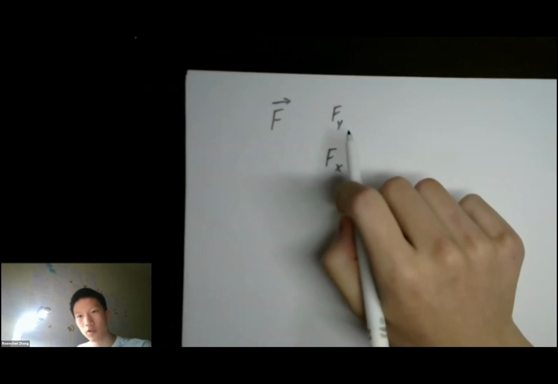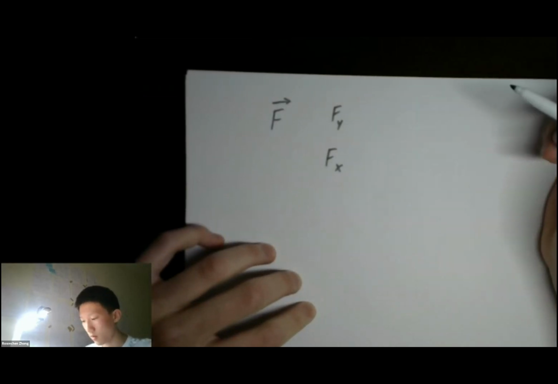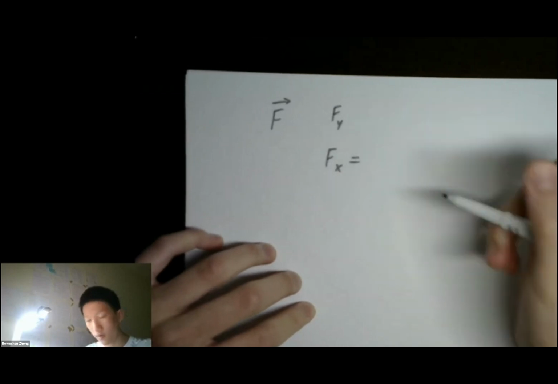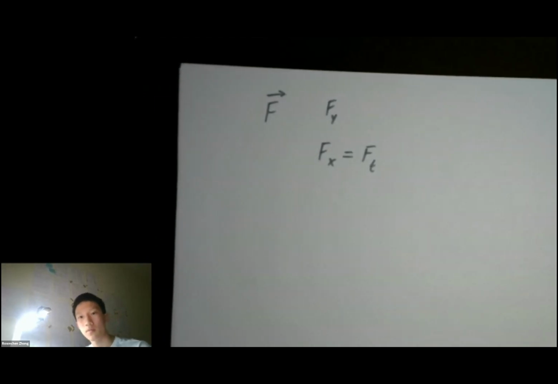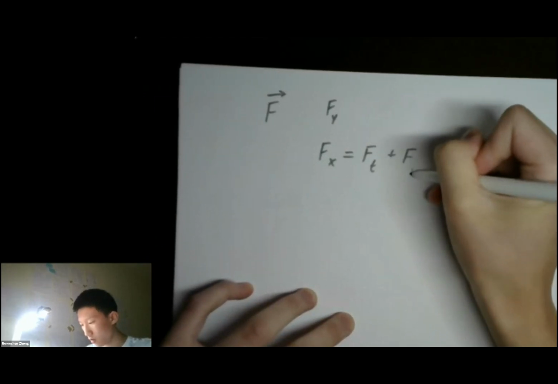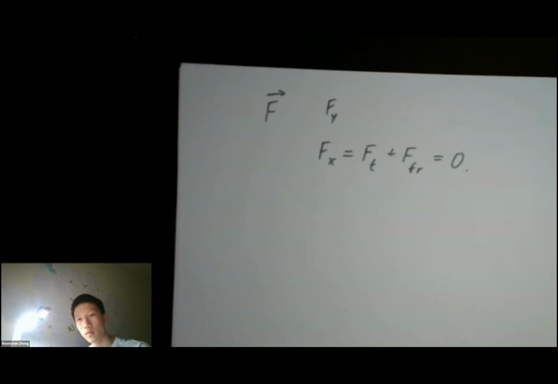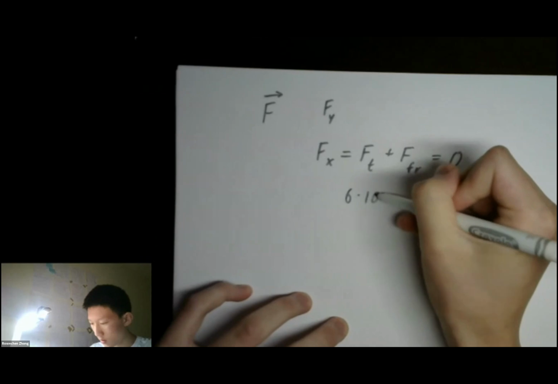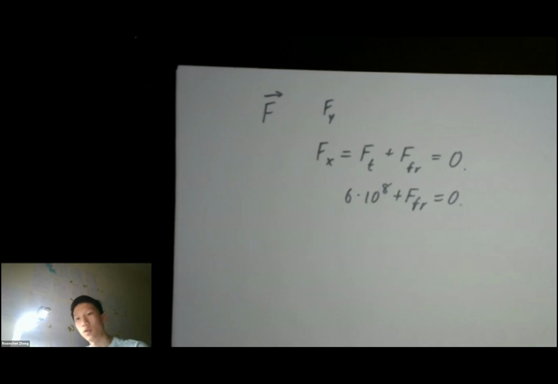So the net force in the y direction has to be 0. And the net force in the x direction also has to be 0, because the total force has to be 0. So the y, we've already figured that out. Don't worry about it. But in order for Fx to be 0, well, what's Fx? We've got force of tornado plus force friction must be equal to 0. And what is the force of the tornado? The force of the tornado is just 6 times 10 to the 8. Simple enough.